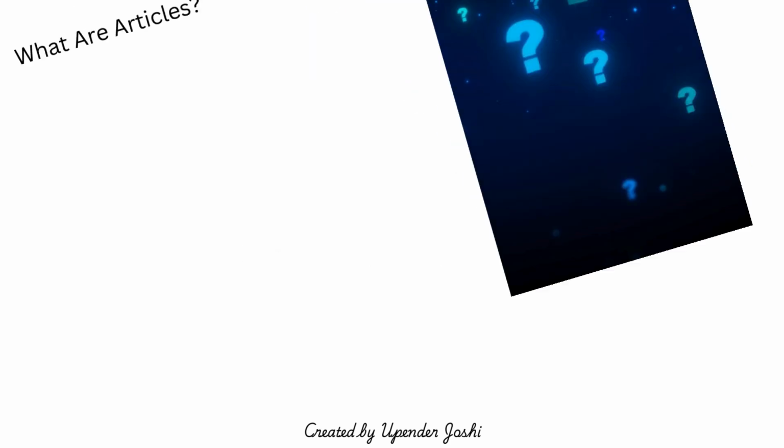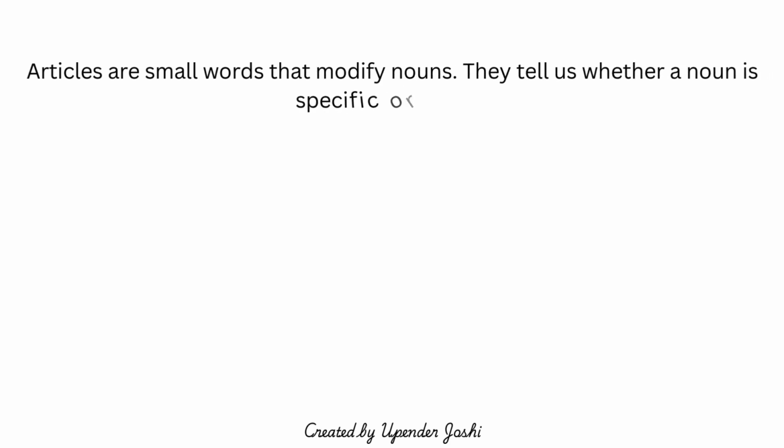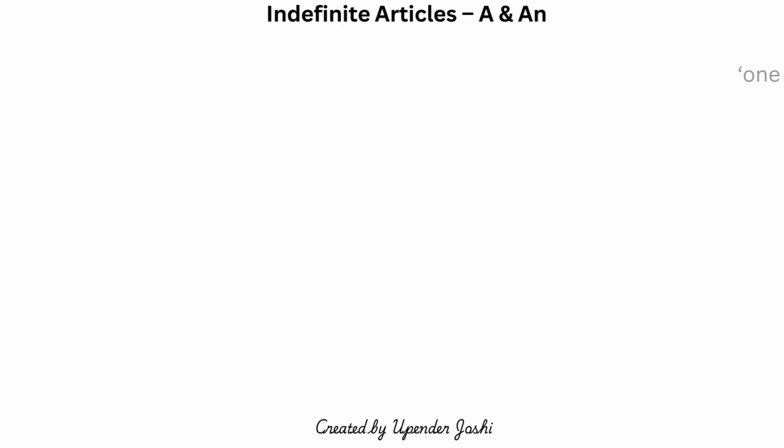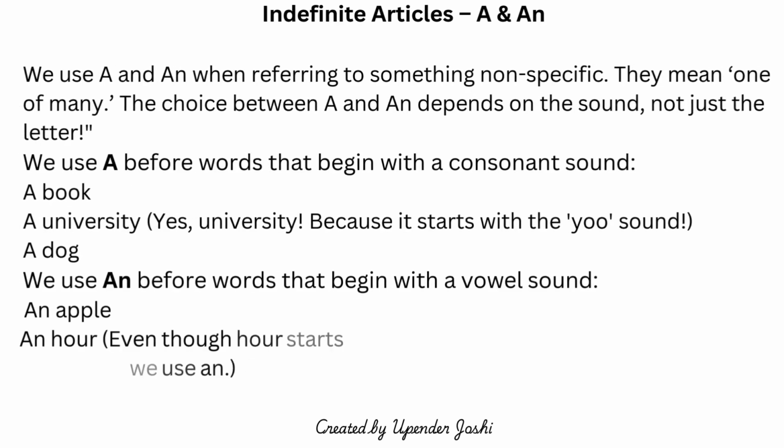What are articles? Articles are small words that modify nouns. They tell us whether a noun is specific or general. We have two types, indefinite articles, a, an, and the definite article, the. Let's break it down. We use a and an when referring to something non-specific. They mean one of many.